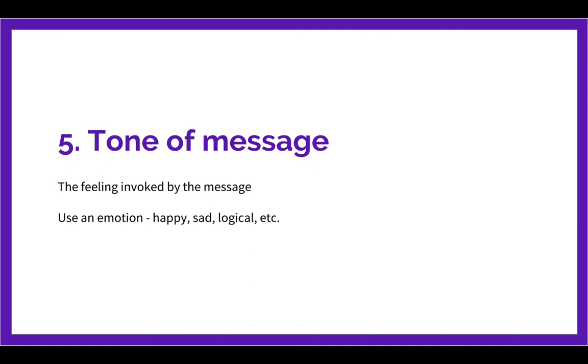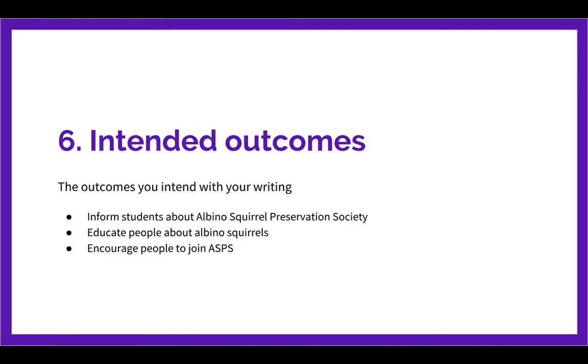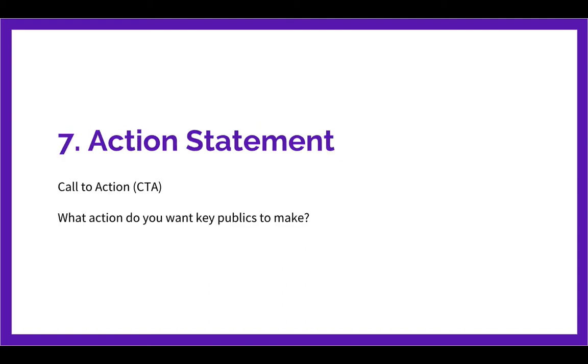So number 5 in your planning sheet is tone of message. The feeling invoked by the message. Is it happy, sad, logical, etc.? And 6, intended outcomes. What's the intended outcome for your writing? To inform students about the Albino Squirrel Preservation Society, to educate people about albino squirrels, or to encourage people to join the Albino Squirrel Preservation Society. And then number 7, it's the call to action. What action do you want your key publics to make?